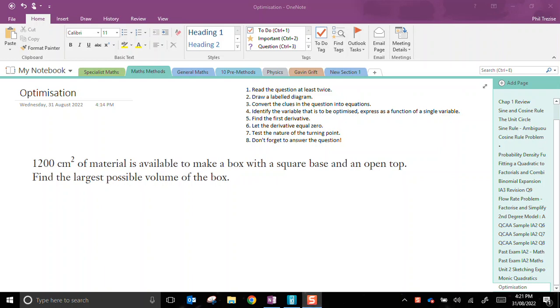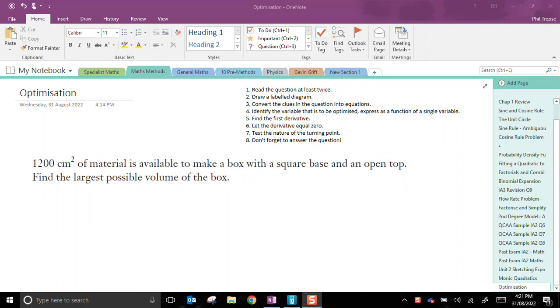Hi everyone, this lesson is about optimisation, and we're going to solve this problem, and we've got a little checklist of steps here that we tend to follow. So let's start from the top. Read the question. 1200 square metres of material is available to make a box with a square base and an open top. Find the largest possible volume of the box.